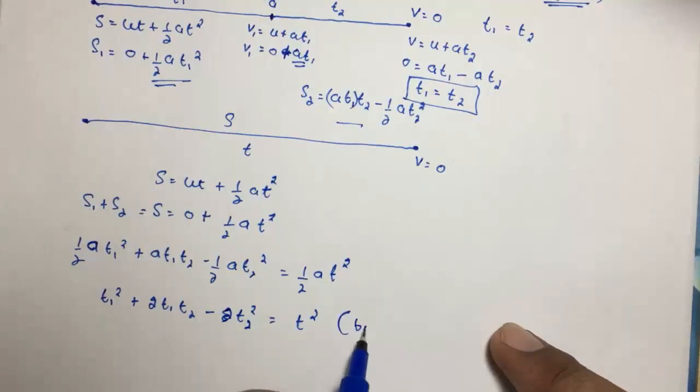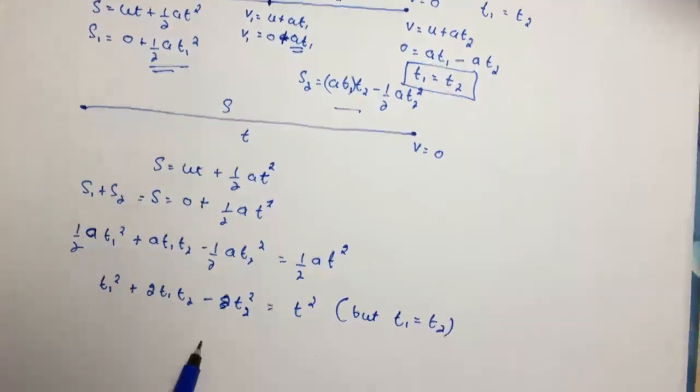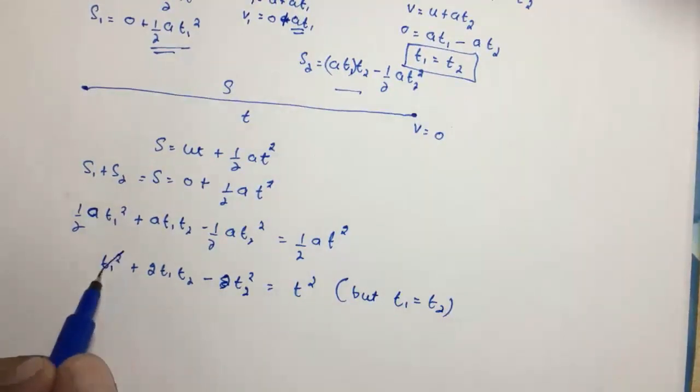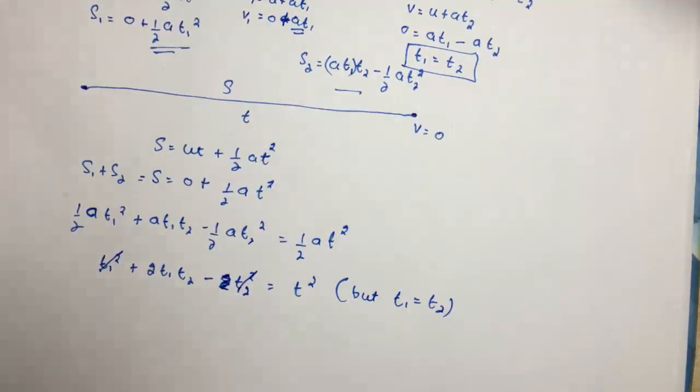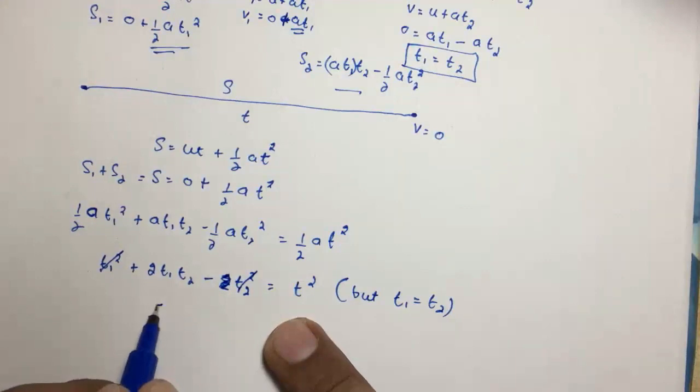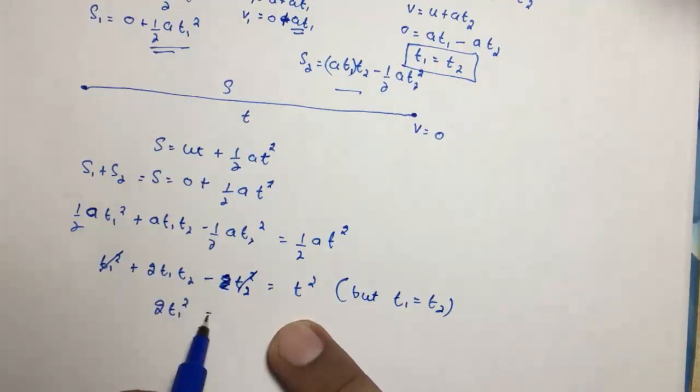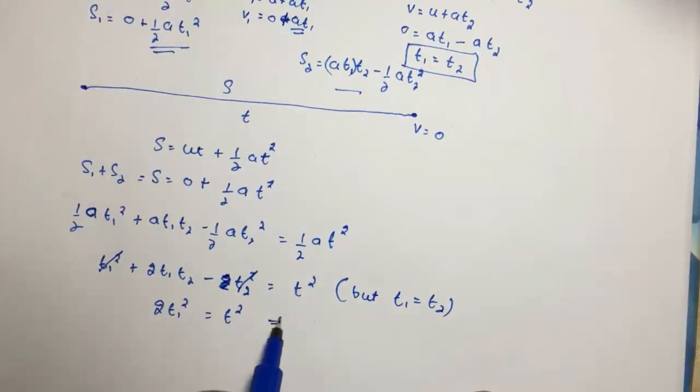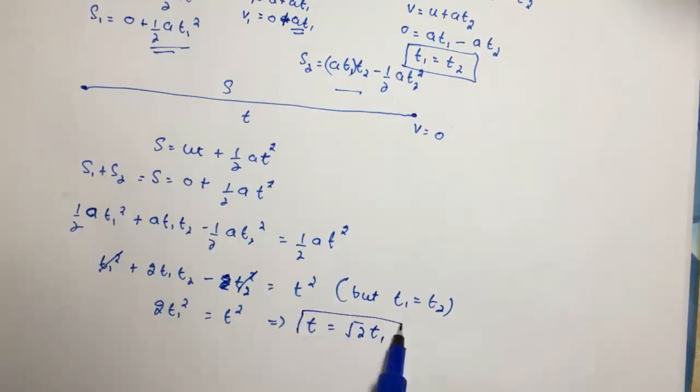But t1 is equal to t2. So if t1 is equal to t2, this will get cancelled. We don't have t2 here, so this will be 2 t1 square is equal to t square. This will be t is equal to root 2 times t1. So this is time, so we are not going to consider the negative value.